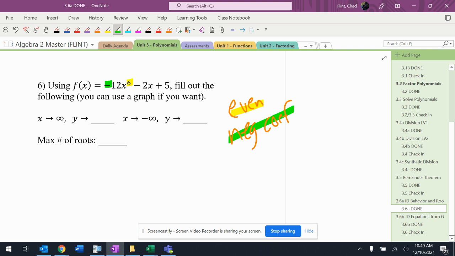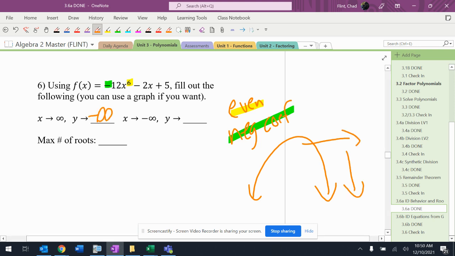biggest exponent term. So when it's even, the tails have to point the same way, but because that's negative, that means it's going to be upside down. So the tails are going to go like this. Now it's going to have more turns than that, but the tails are both going to point down on this graph. So as x gets larger and larger, y gets smaller and smaller.